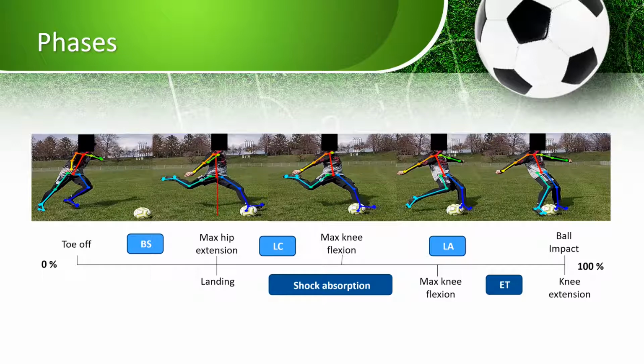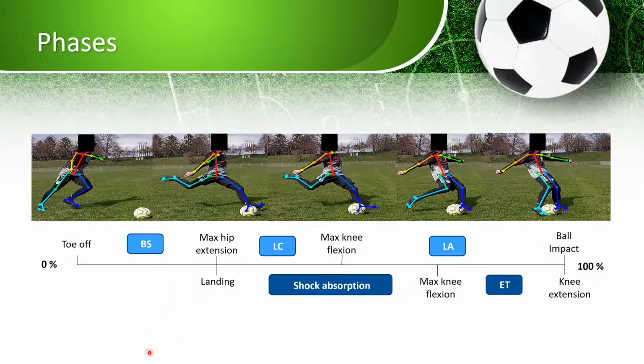It's defined as this angle here. So you open your leg from your body, which is in this line here. You open the hip backward like this. So this is the maximum angle of the hip extension. Then the phase between toe off and maximum hip extension is called backswing. So literally you swing backwards. Really easy to remember.